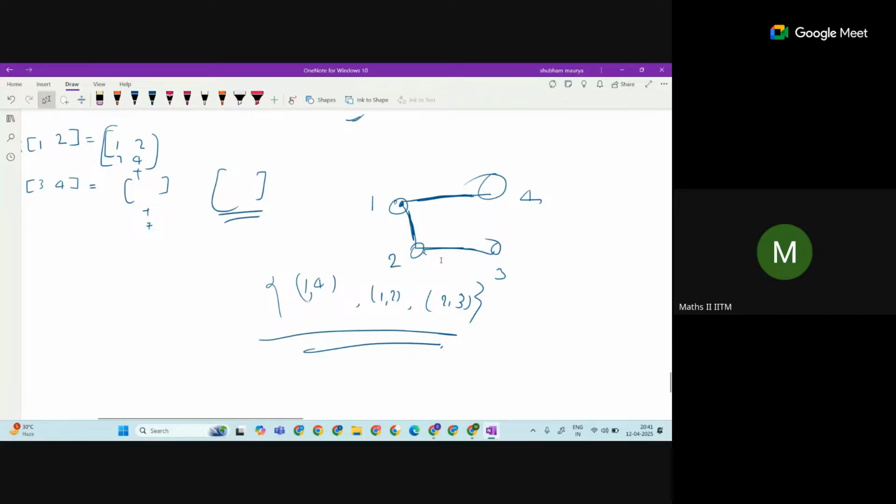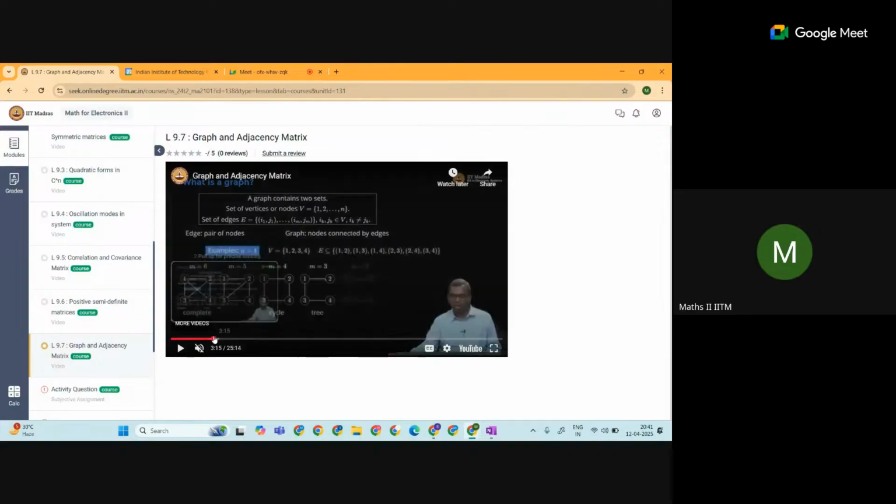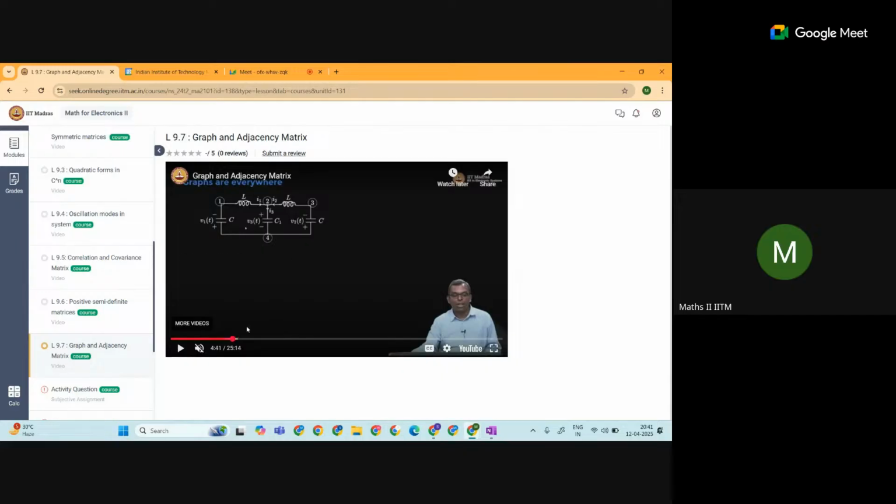There are so many representations. You can see the representation as given in the lecture, or the path, or this form from the circuit graph. Actually, the graph idea comes from the circuit.